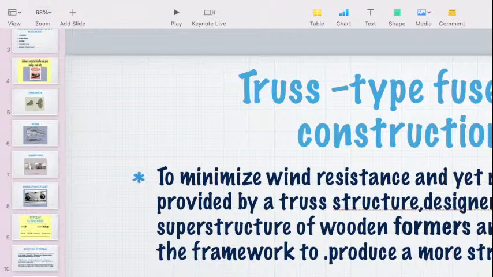Construction of truss-type fuselages to minimize wind resistance and still retain the strength provided by a truss structure. Designers constructed a superstructure of wooden formers and stringers over the framework to produce a more streamlined shape.